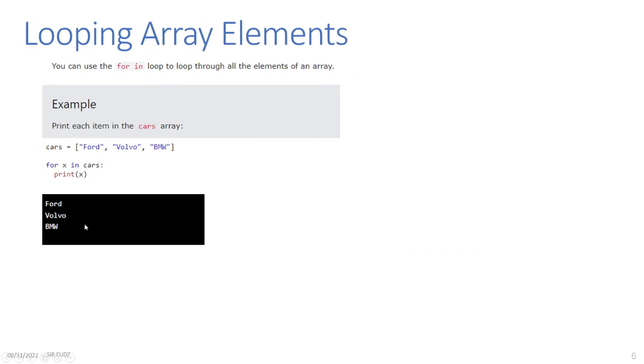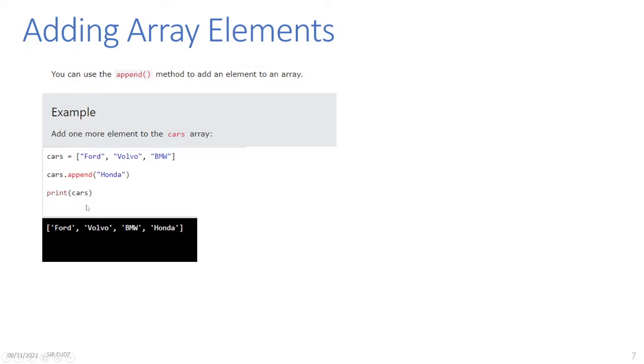Looping array elements. You can use the for in loop to loop through all the elements of an array. Print each item in the cars array. Cars is equal to Ford, Volvo, BMW. For x in cars, print x. This will print the items of the list cars, each placed in the variable x.